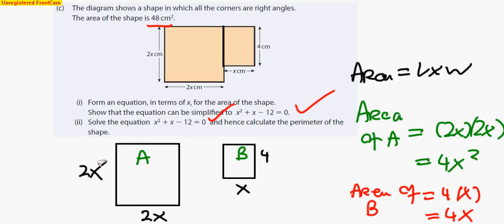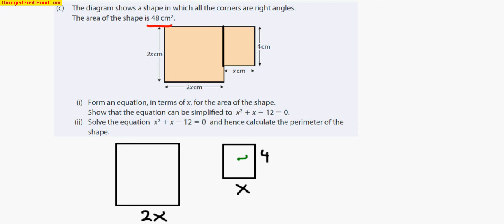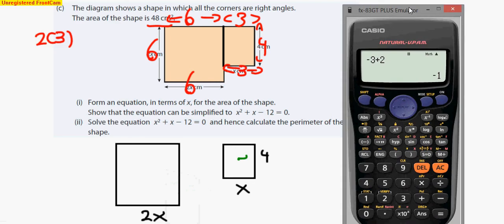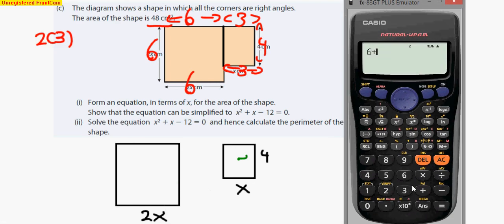So what we can do now is go back to the top, and this is going to be 2 times 3, and 2 times 3 is 6. So this is going to be 6, this is going to be 6, this side from here to here is 6, this side from here to here is 3, this is 4, and this is 3. So all we've got to do is add them up together. So we're going to get 6 plus 3 plus 4 plus 3 plus 6 plus the other 6, and the perimeter is going to be 28 centimeters.